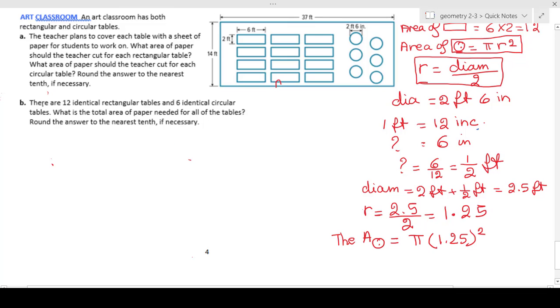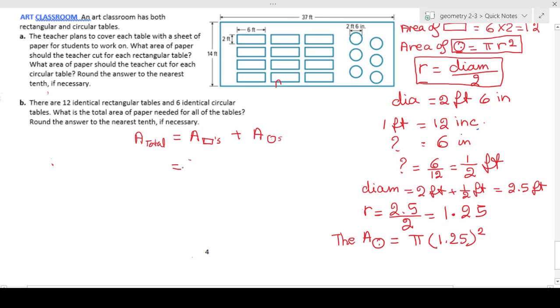The last part, there are 12 identical rectangular tables and 6 identical circular tables. What is the total area of paper needed for all of these tables round to the nearest tenth? Okay, now we know that the total area equals the area of rectangular tables plus the area of circular tables.